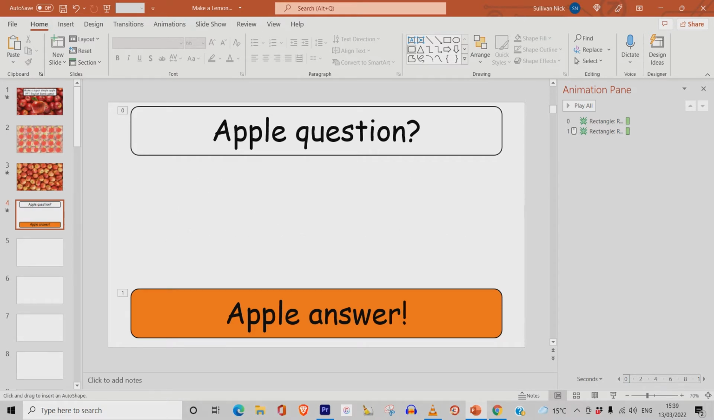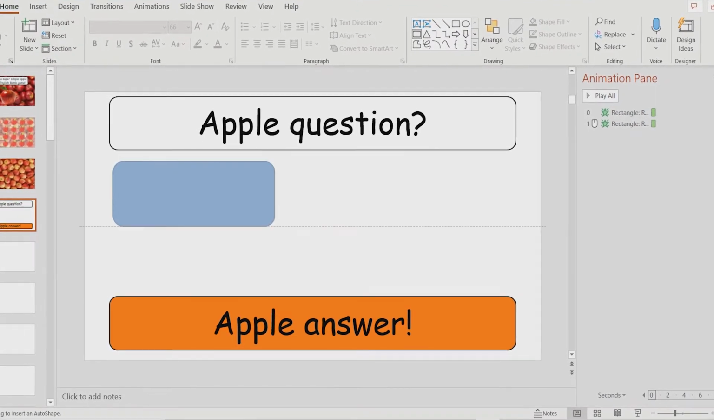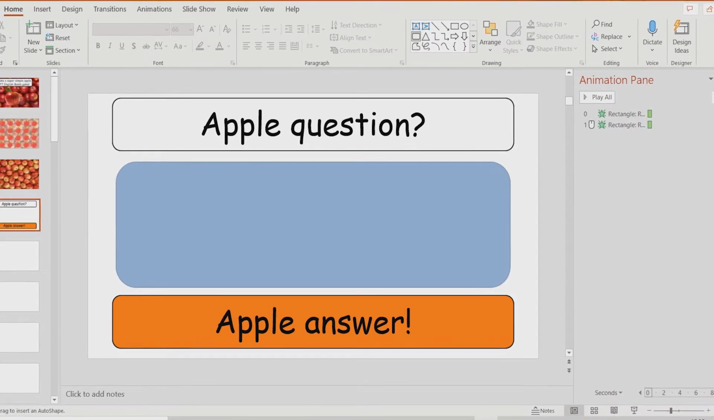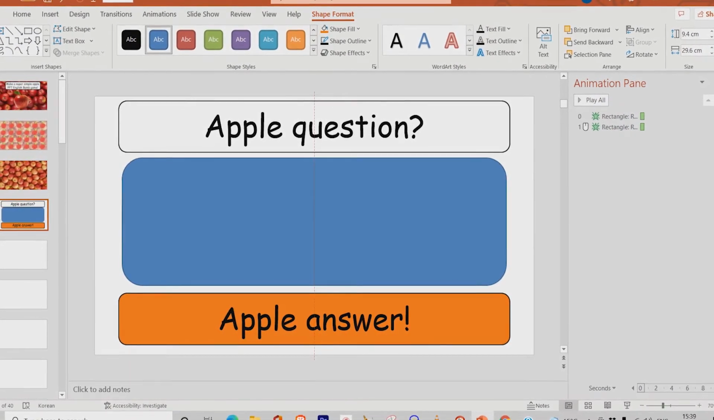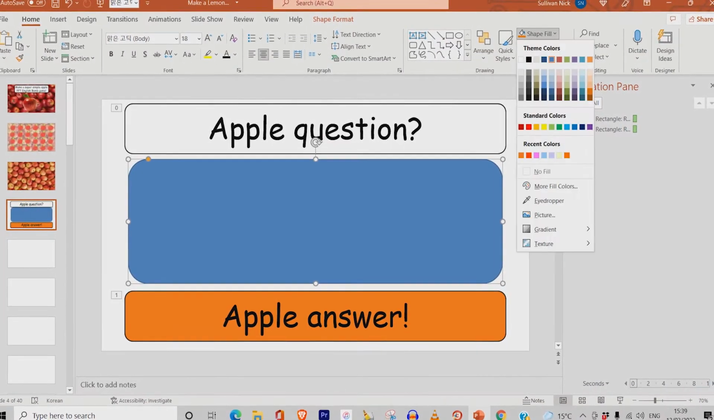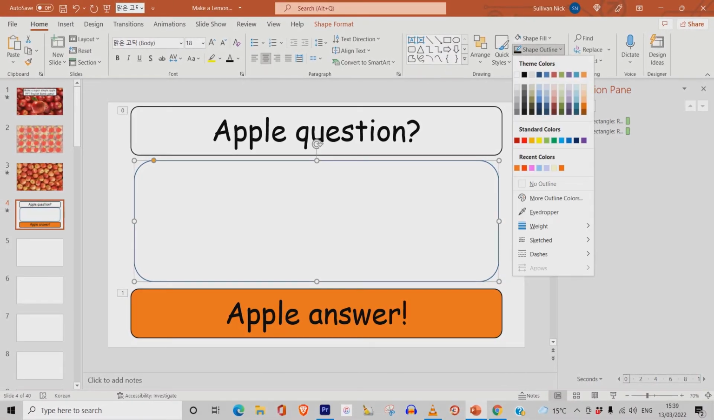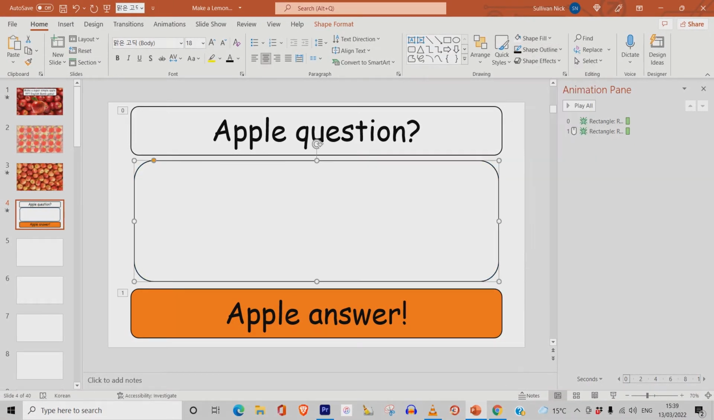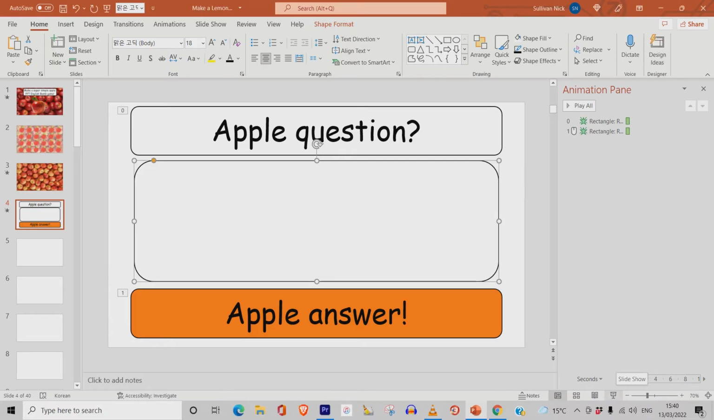So go into home and then go to rectangle with rounded corners and left click and draw across, like this, and pull it up. I don't like this blue color, so as always go to home and you can fill this with any color you like. I'm going to make it white and then make the shape outline as black. Good. So look at this. We have our question and our apple answer.